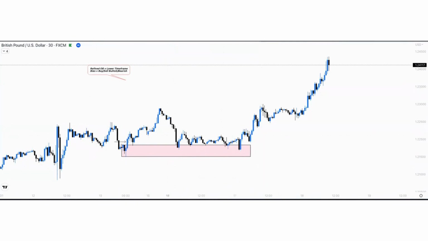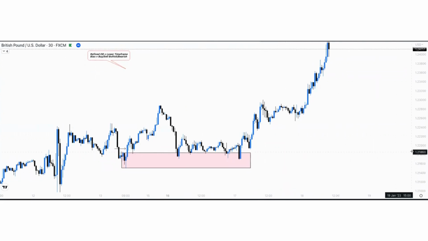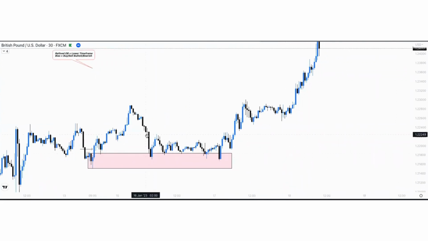When we check, this is 32 pips. So if this is okay with you, then it's fine. You can trade a 32 pip stop loss in your trading, but it can be improved when you try to refine your entries.